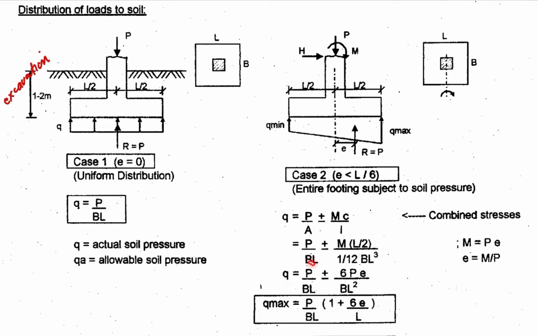Okay, so therefore you have your Q is equal to P over BL plus or minus. Plus or minus meaning plus, that is maximum, minus, that is minimum. Okay, so you have 6PE, that is the eccentricity, where the eccentricity is equal to the moment divided by the force P of your column. So therefore your Q max is equal to P over BL times 1 plus 6E, that is the eccentricity, divided by L. So that is the formula in solving the actual soil pressure. By the way, for the Q ultimate, that is the soil bearing capacity.